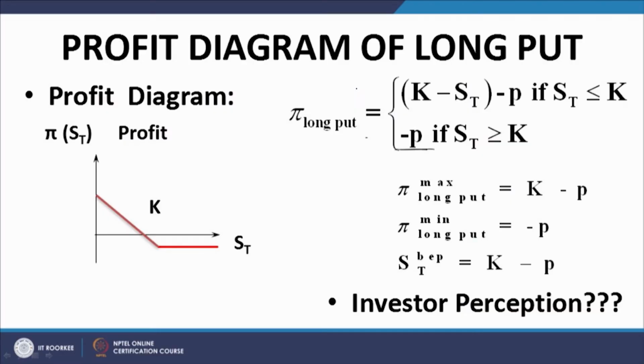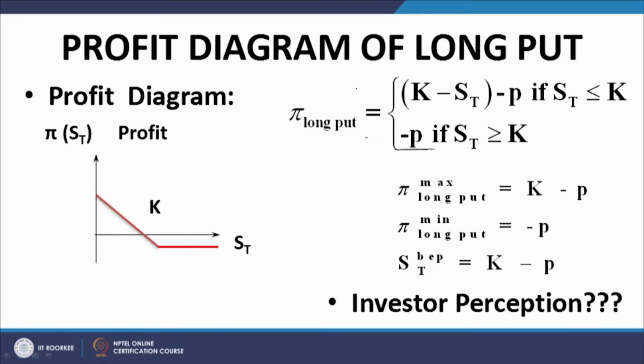The converse is the case for puts. Lower the exercise price, lower would be the put premium. Why? Because you can sell the asset at a lower price. Higher the exercise price, you can sell the asset at a higher price, and therefore higher would be the put premium. Profit diagram of a long put.